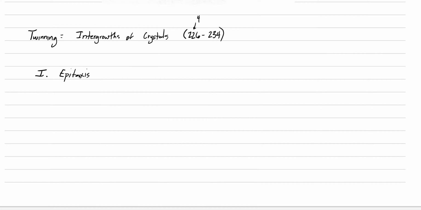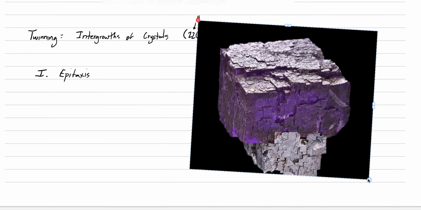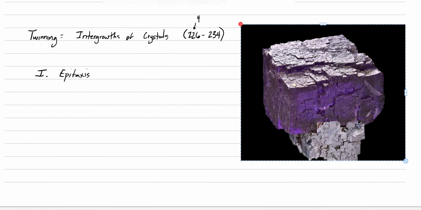But what we have with epitaxis is compositionally distinct growth between 2 mineral phases on top of one another. I think this is a really beautiful example of epitaxis. Let's put the definition in before we talk about that figure. So what we have is compositionally distinct oriented growth of one mineral upon another. Oriented growth of one mineral atop or upon another.